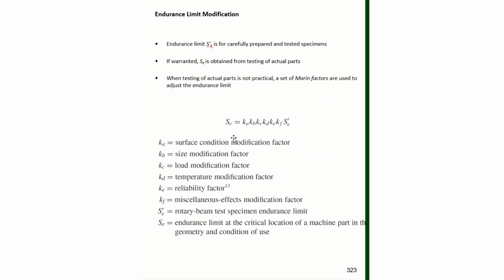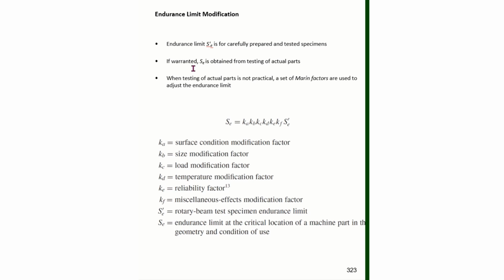Now what we need to do is modify our endurance limit for the particular problem at hand. And this is where Chapter 8 or Chapter 6 will be very helpful to you. That's in creating a modified endurance limit. So the endurance limit SE prime is for carefully prepared and tested specimens that follow the guidelines of the RR Moore beam. In most applications, we cannot follow those conditions.